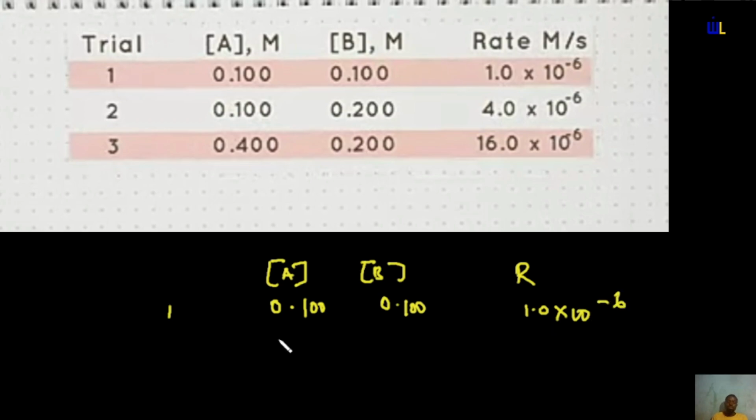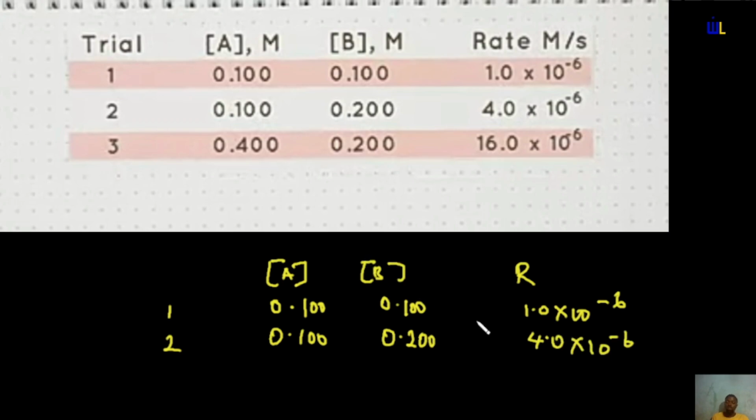minus 6. Now, in this experiment, A was made constant. So let's make A constant. And once A is made constant, it means that you are considering the concentration of B. You're looking for the order of B with respect to the rate. So let's do that. You notice that it increased to 0.200 according to what we have there. Now, when it increased to 0.200, notice that the rate increased to 4.0 times 10 raised to power minus 6.